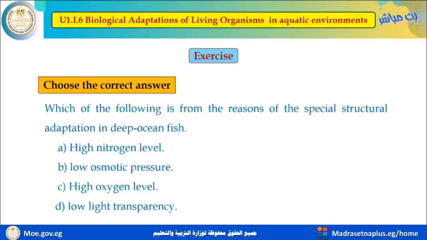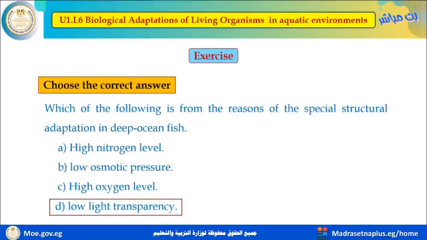Which of the following is from the reason of the special structure adaptation in the deep ocean fish? High nitrogen level, low osmotic pressure, high oxygen level, low light transparency. Again, which of the following is from the reason of the special structure adaptation in deep ocean fish? High nitrogen level, low osmotic pressure, high oxygen level, or low light transparency? Excellent, you are right. Low light transparency.